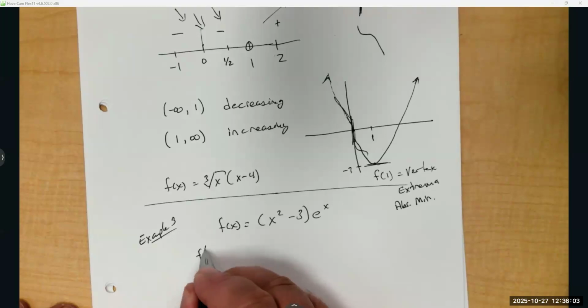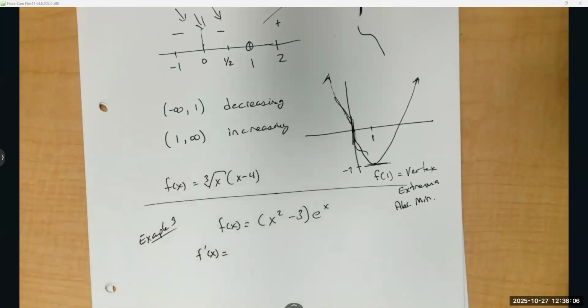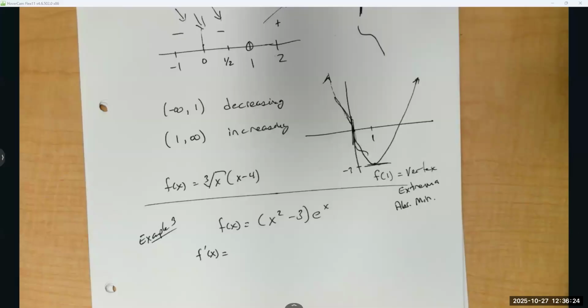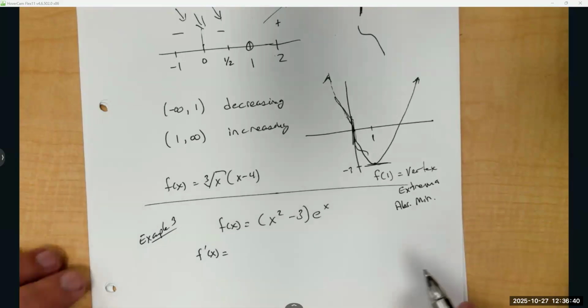So we're going to find the derivative first. Do you want to use the product rule, or distribute it and then take them separately? How'd y'all do it? Okay, well, it doesn't matter to me.